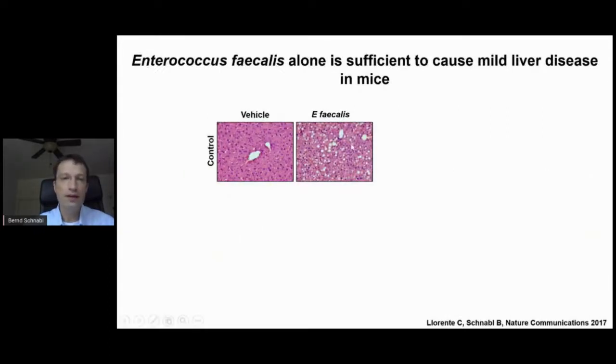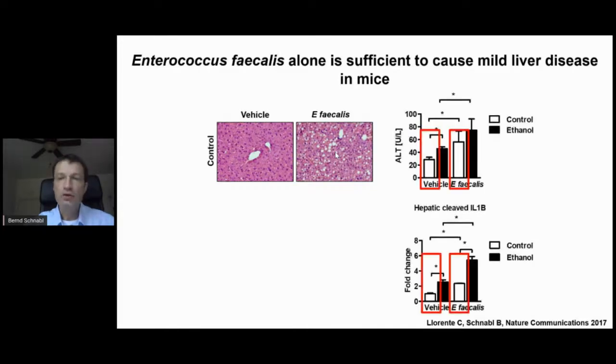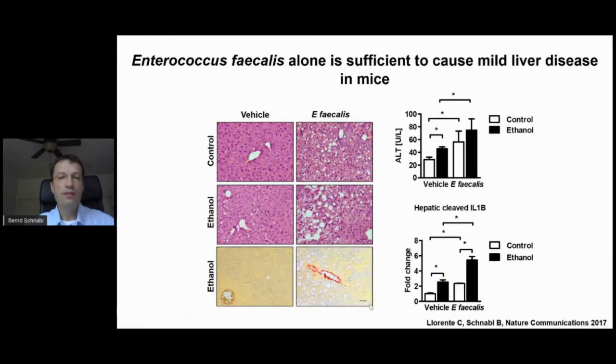We have published a couple of years ago that if you colonize mice with Enterococcus faecalis, very simply, you can in fact induce mild liver steatosis in these mice. You can also increase liver injury by ALT levels measured here. You can get more liver inflammation. And then if you move on and feed these mice ethanol, you can get more ethanol-induced liver disease, shown here by increased steatosis, more liver injury, more liver inflammation, and you can induce some degree of liver fibrosis.